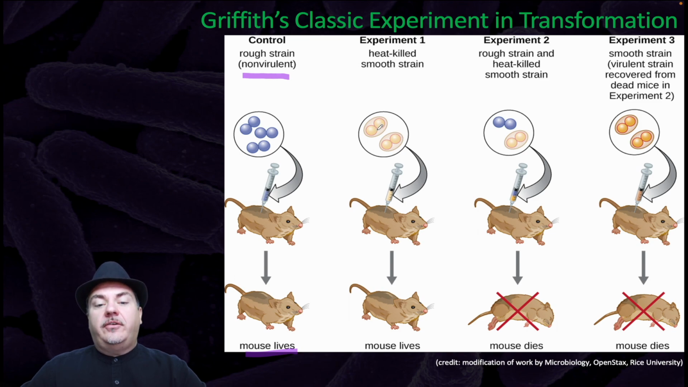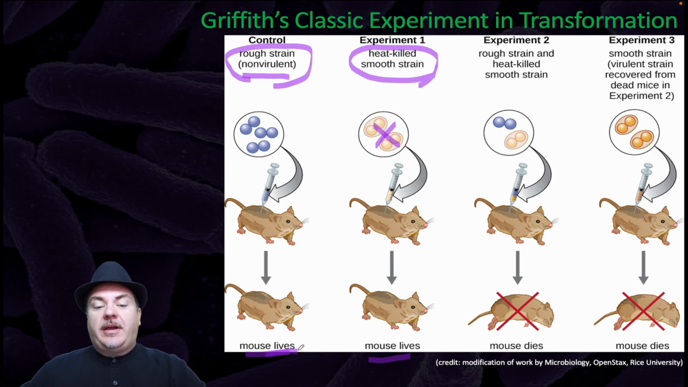In other words, these bacteria were now dead. Okay, so even though they're injected into the mouse, it still lives. He then took the non-virulent rough strain and the heat-killed smooth strain, which, either of them independently, if you inject, the mouse lives. He injected them both at the same time, and what happened was the mouse died.